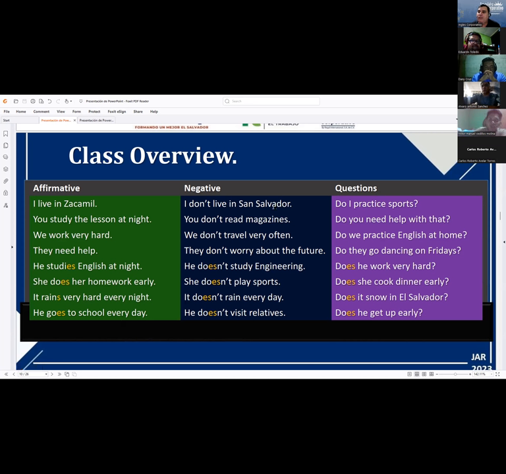Negative. I don't live in San Salvador. You don't read magazines. We don't travel very often. They don't worry about the future. He doesn't study engineering. She doesn't play sports. It doesn't rain every day. He doesn't visit relatives.